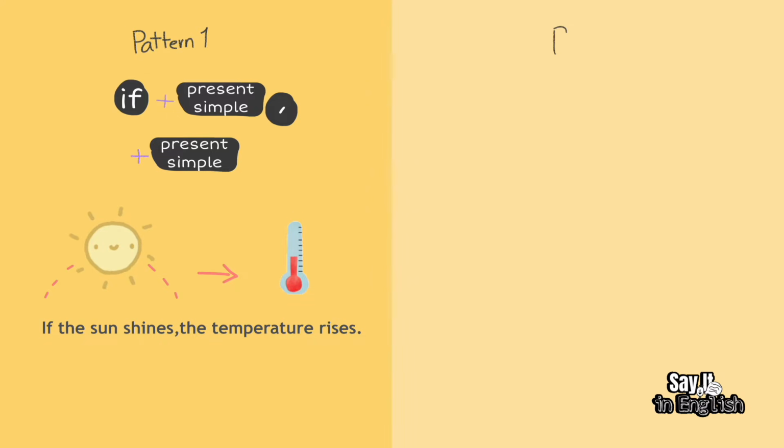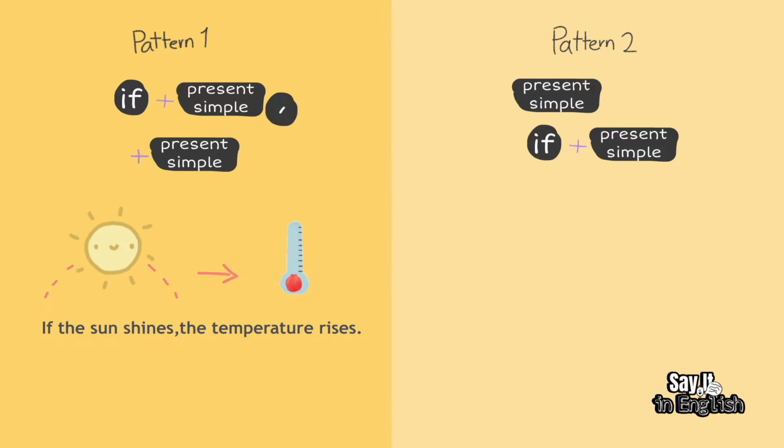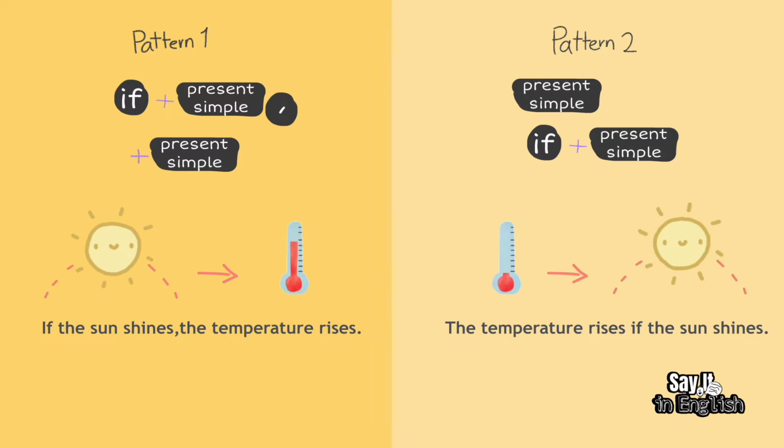The other is the inverted form. In this form, the main clause comes first, followed by the if clause. And both clauses are present simple. We don't use a comma after the main clause. For example, the temperature rises if the sun shines.